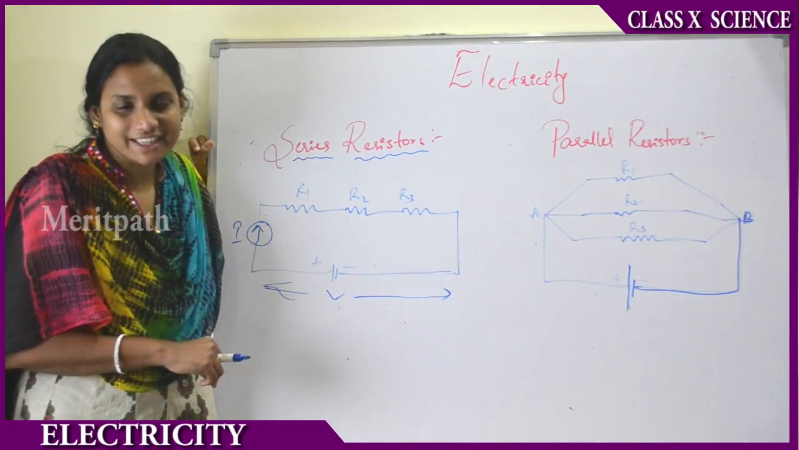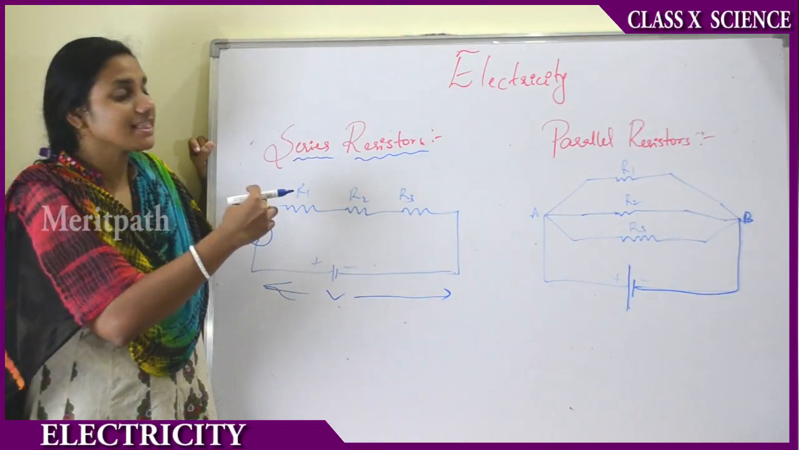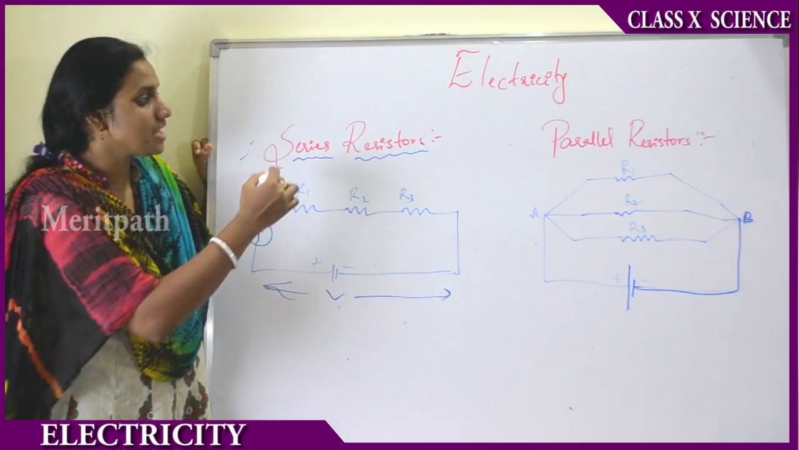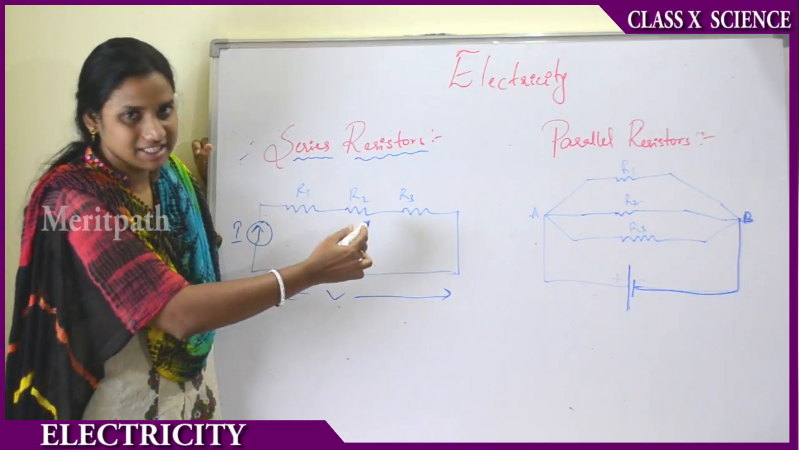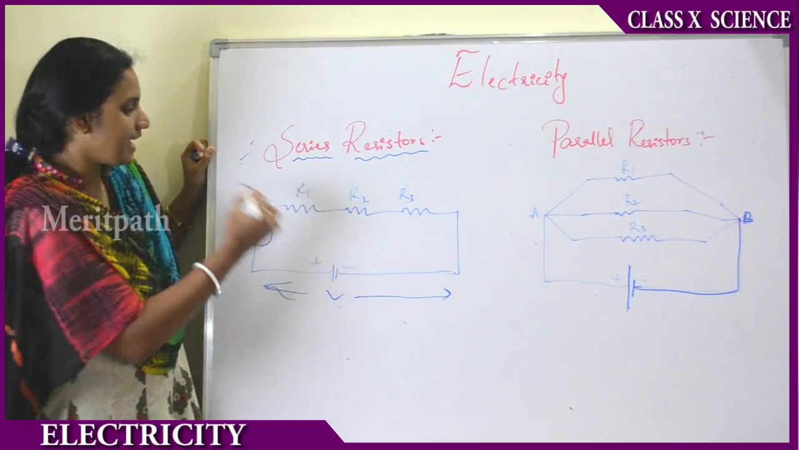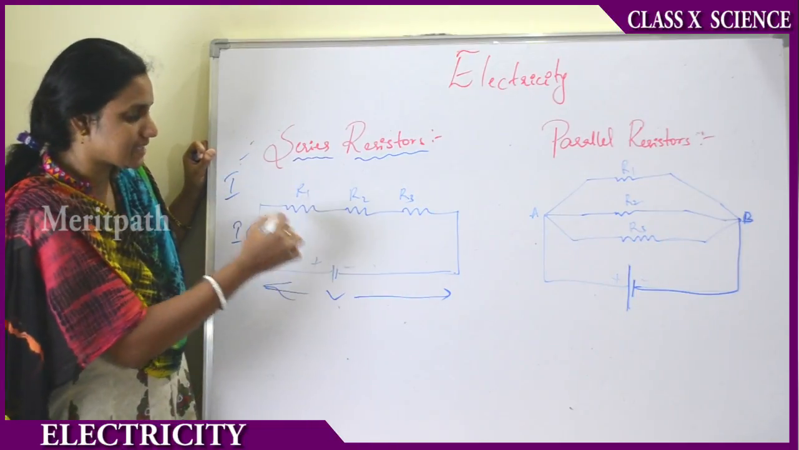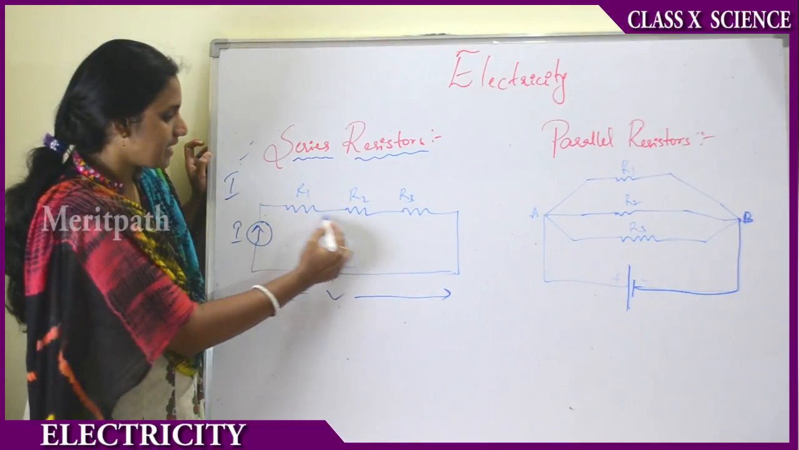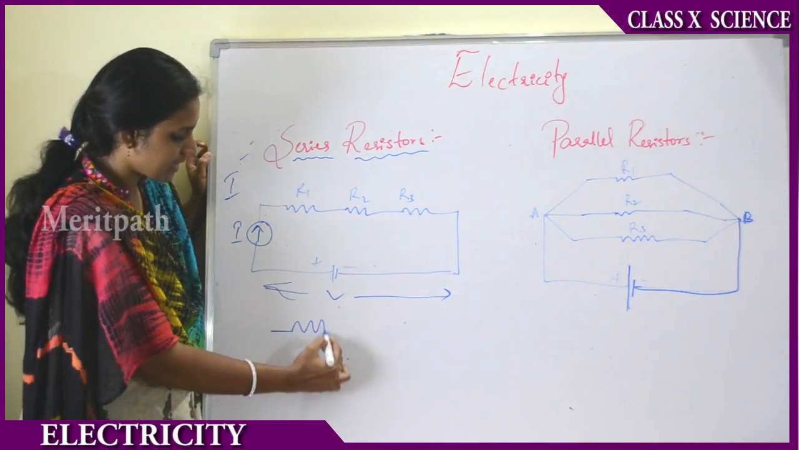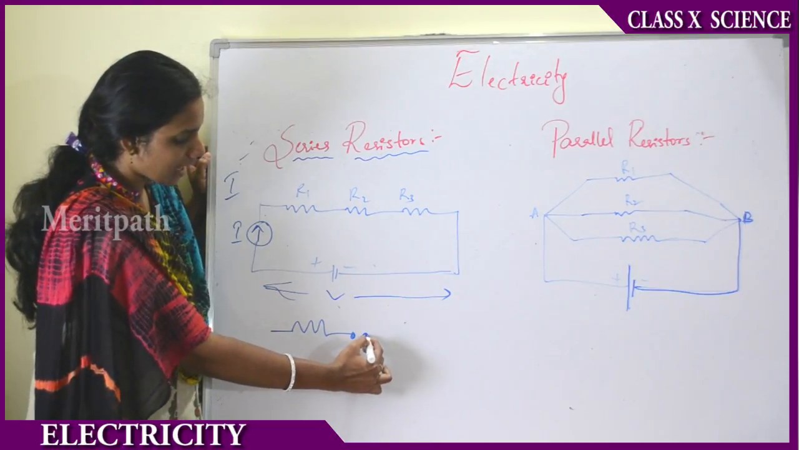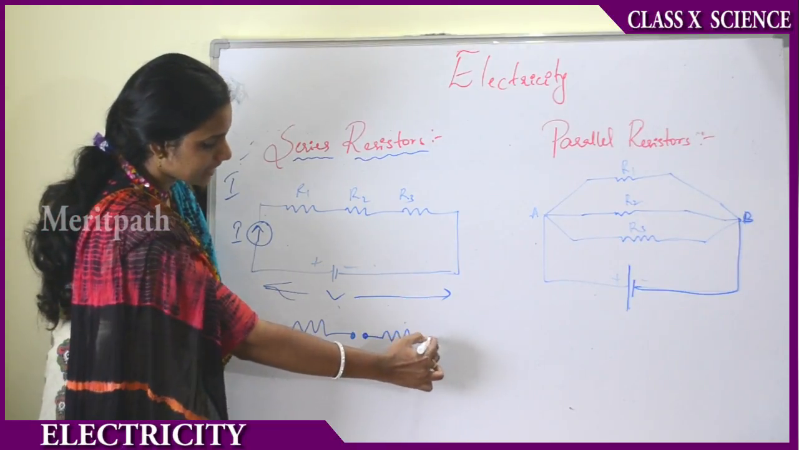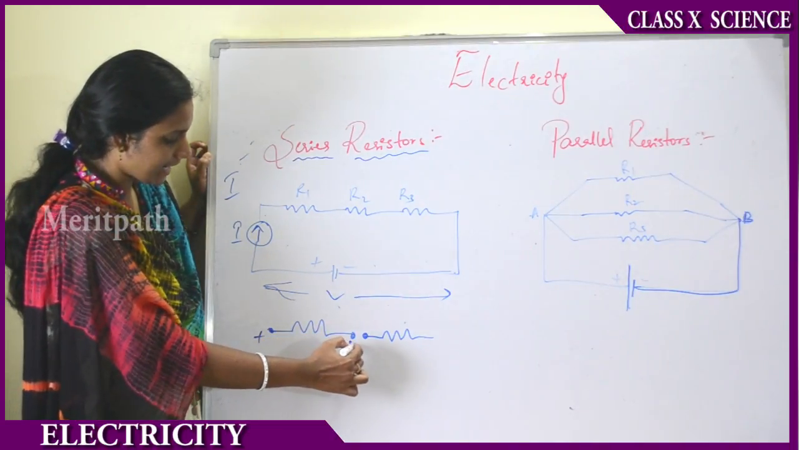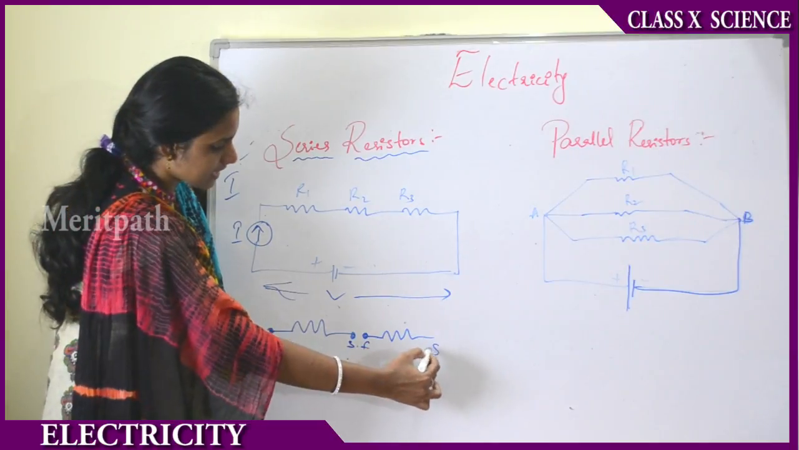We have learned regarding the resistors previously. Now we will be seeing the types of resistors, that is series resistor and parallel resistor. These are based on the condition of their connection. See, in the first figure the resistors are connected in series. That means one end of a resistor is connected to the first end of the other resistor. You will be observing here, this is the first end and this is the second end, and this is the first end and the second end of the other resistor.